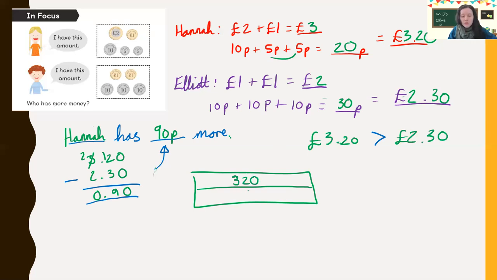So 200 of that is in one coin, the £2 coin. And then 100 is the £1 coin. And then she's got 10p, 5p, 5p. How am I going to fit that in? Try and make them roughly the right size. And that's how Hannah's pennies are distributed. She's got 5p, a 5p, a 10p, 100 pennies and 200 pennies to make £3.20.